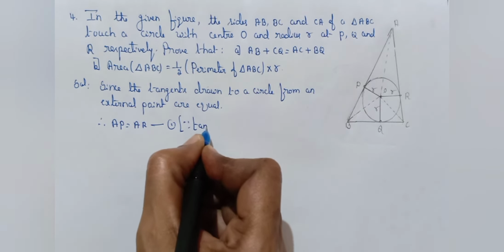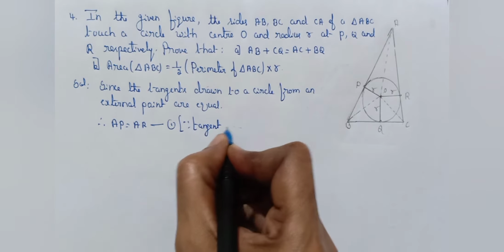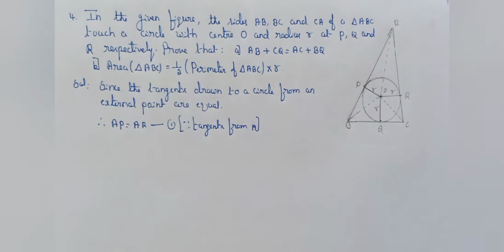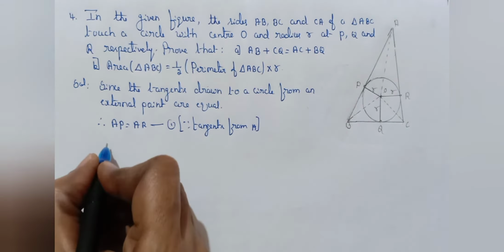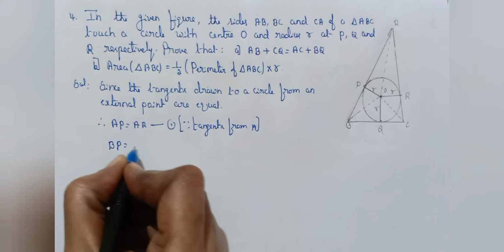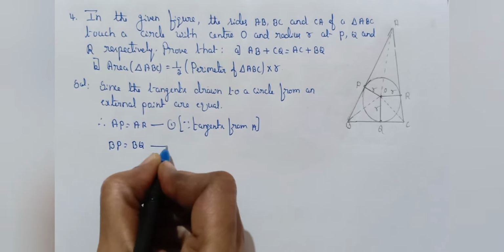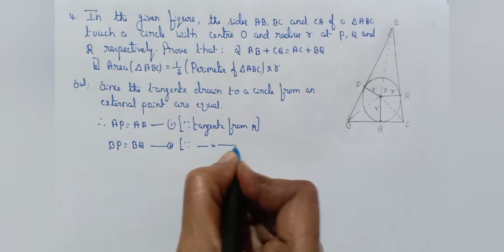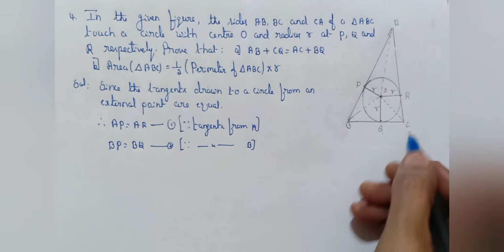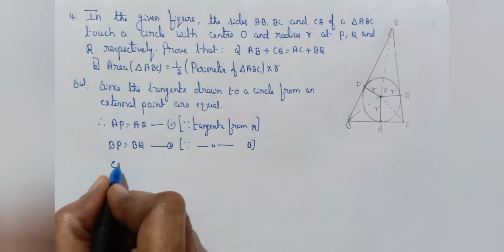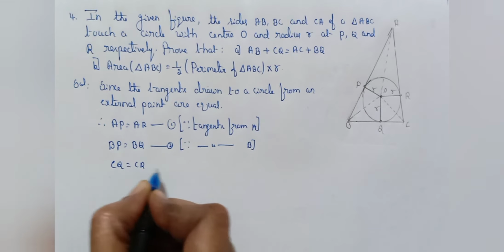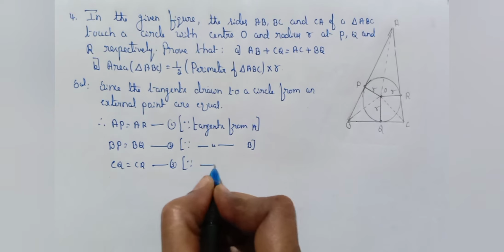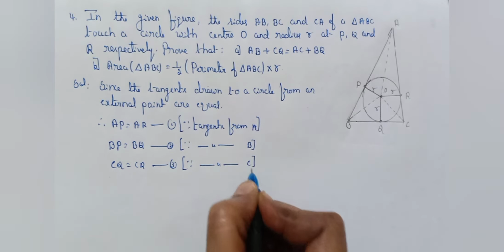Tangents from A. And BP is equal to BQ. Consider this as equation 2, tangents from B. And CQ is equal to CR. Consider this as equation 3. So, tangents from the point C.